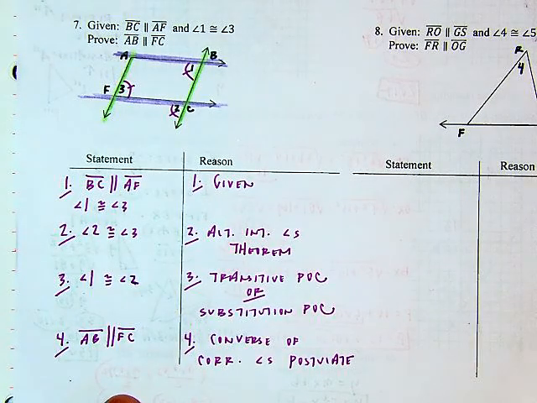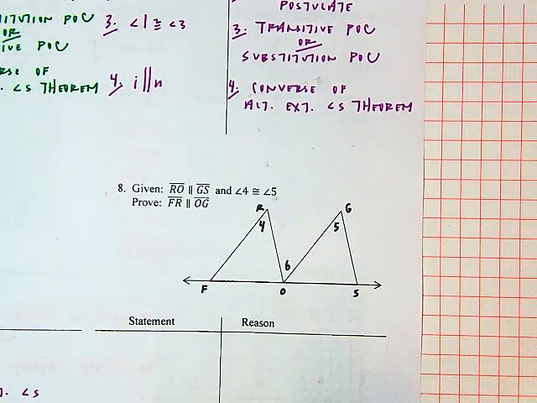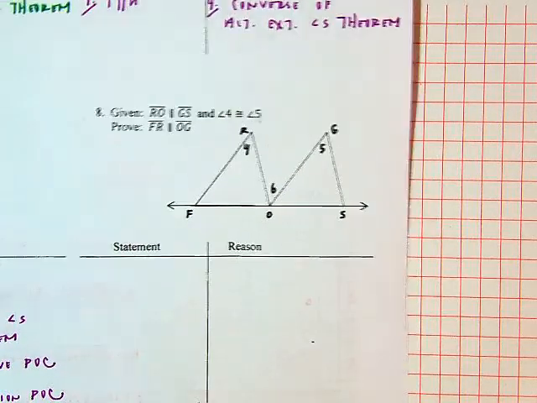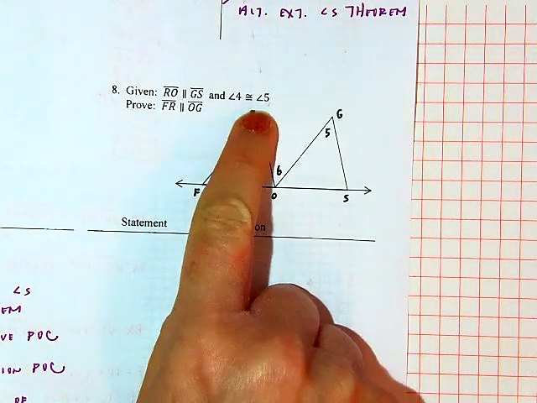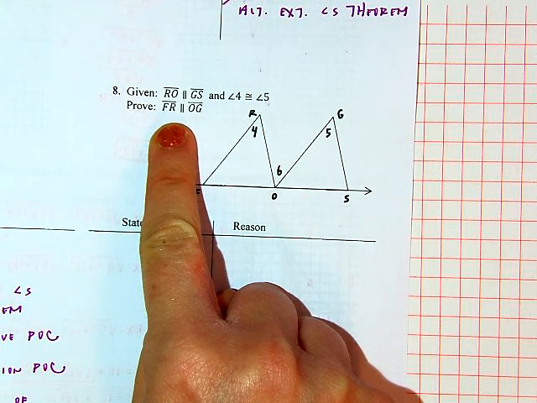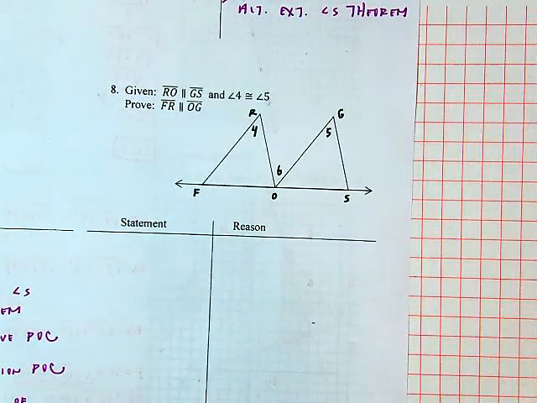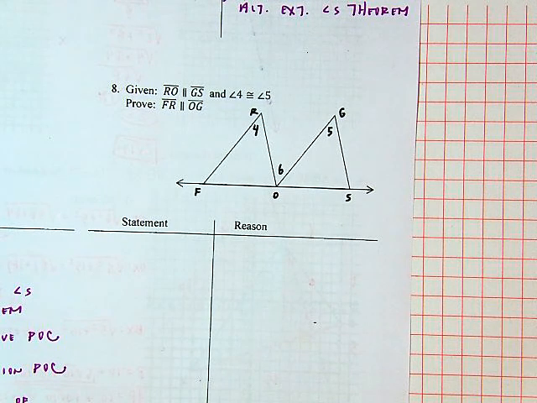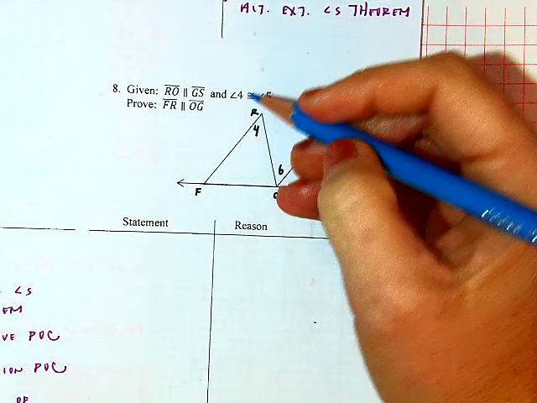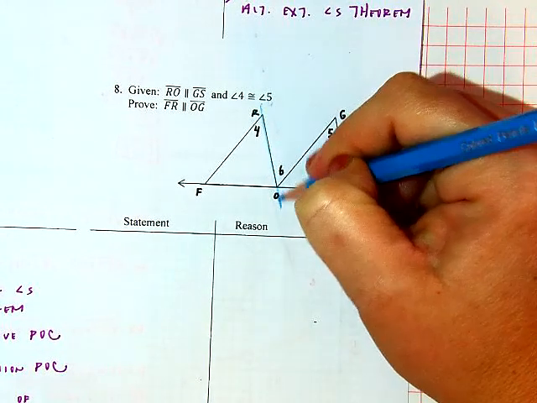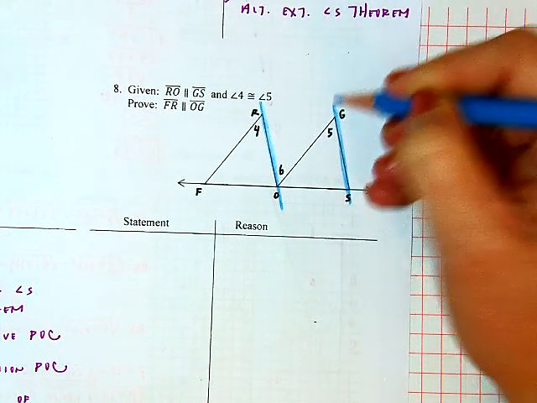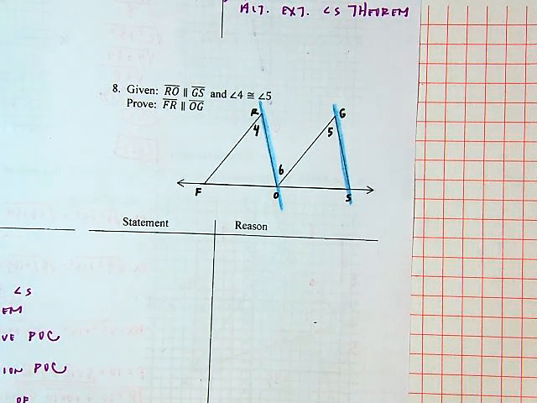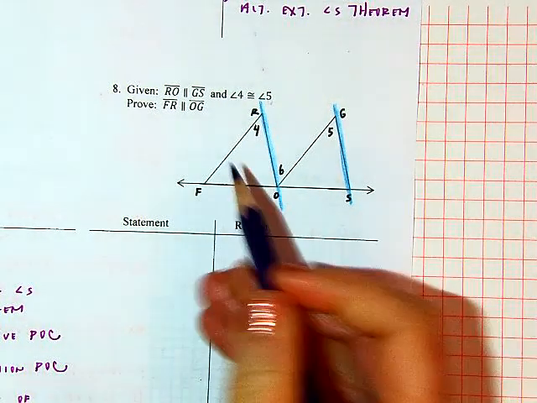All right, one more. All right, here we go. So here again, we are given some parallels and an angle relationship, and we're trying to build to the other set of parallels. Okay, so here my starting point is that RO runs parallel with GS. So let me make those parallels blue. And then I can see that my transversal would have to be purple. I'll make it purple right here.